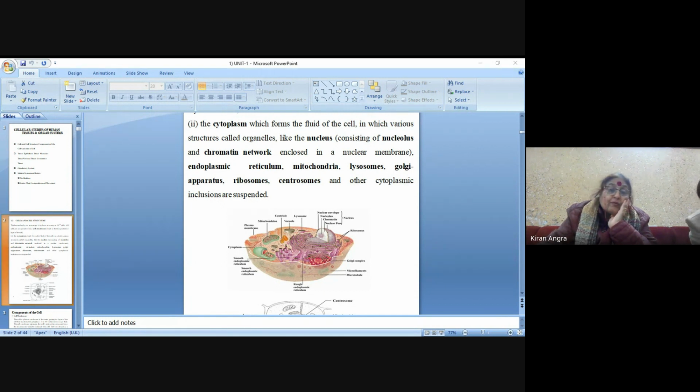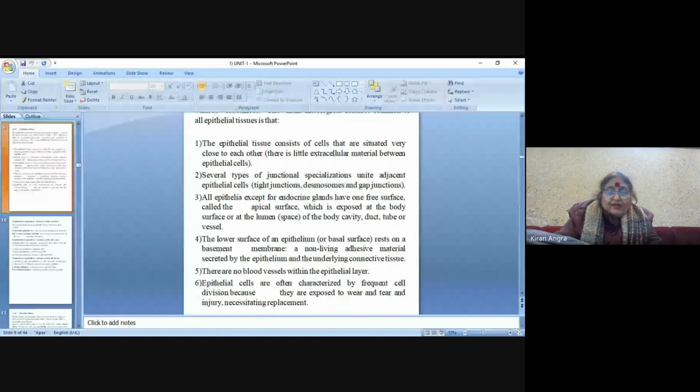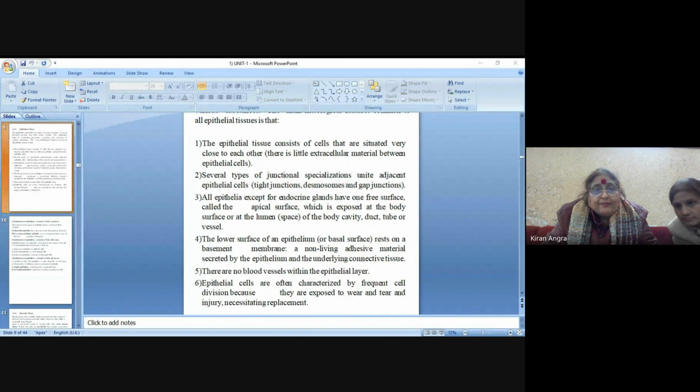So let's talk about the first tissue, the group of cells which form the epithelial tissue. What is this epithelial tissue? Anyone who has an idea about this epithelial tissue?